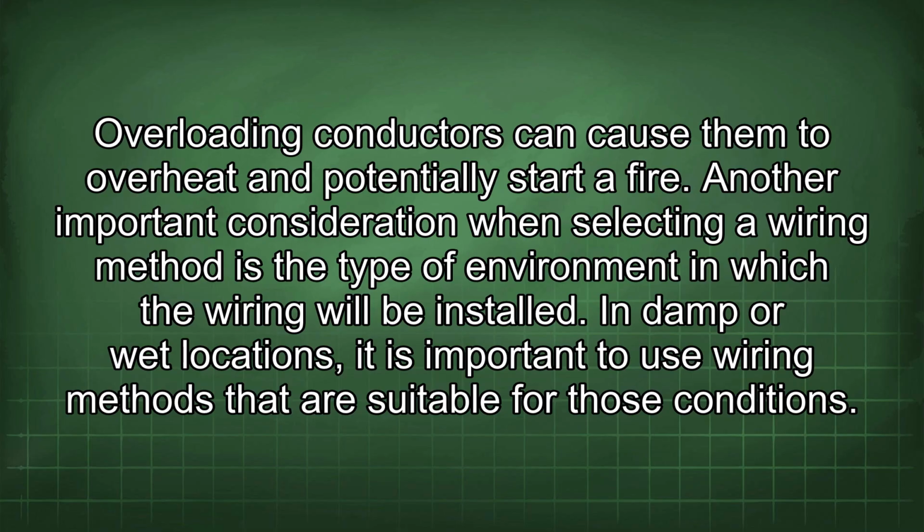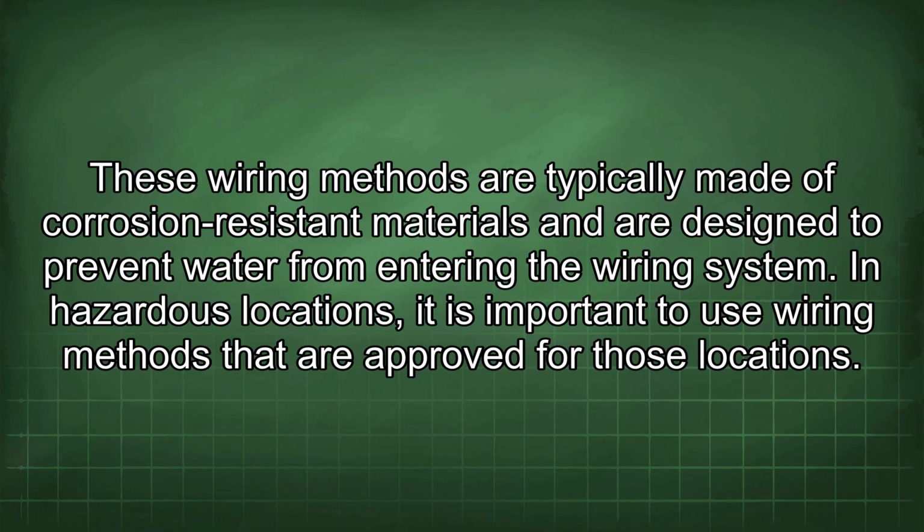Another important consideration when selecting a wiring method is the type of environment in which the wiring will be installed. In damp or wet locations, it is important to use wiring methods that are suitable for those conditions. These wiring methods are typically made of corrosion-resistant materials and are designed to prevent water from entering the wiring system.